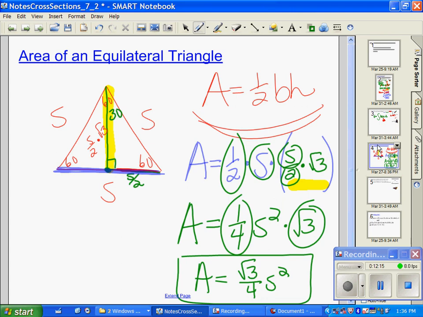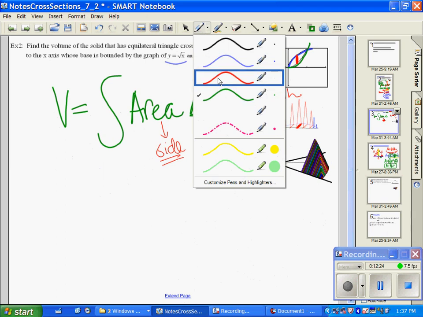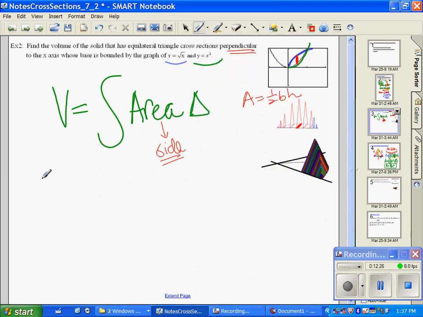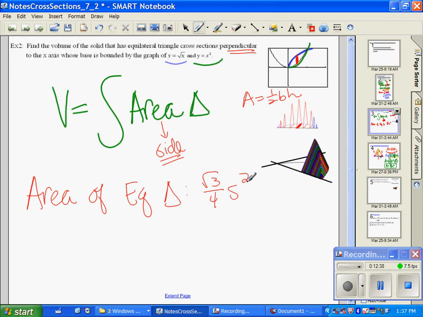So what we're going to do is go back to that previous sample. Again, tell the sub to pause the video if necessary. We're going to go back to this problem, and we're going to say, well, the area of an equilateral triangle has a formula: square root of 3 over 4 side squared. So the only thing I need to know is the side. Well, remember, this red little line represents the side.